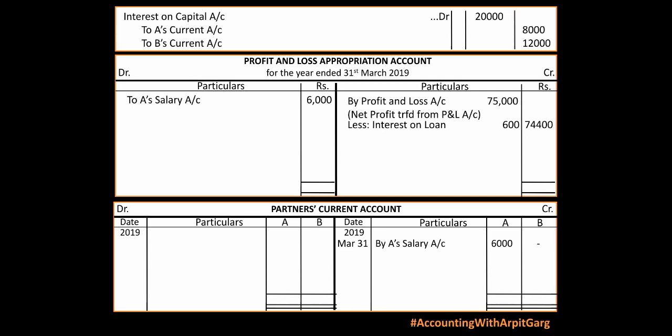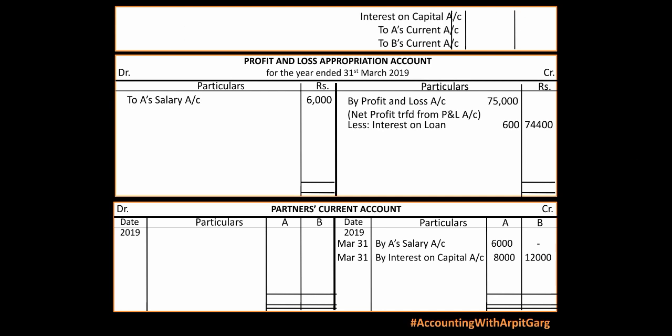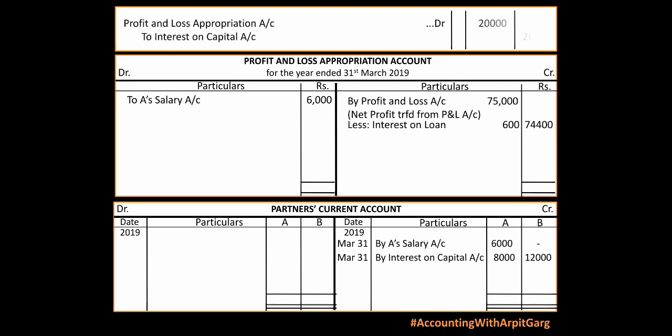This again will be transferred to partner's current account on credit side as interest will increase their capital as they are getting this. Then closing entry interest on capital account will be credited and we will debit profit and loss appropriation account. Or you can also say that as it is our expense, so it will be shown on debit side of profit and loss appropriation account.